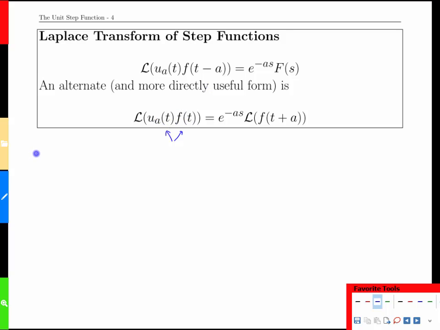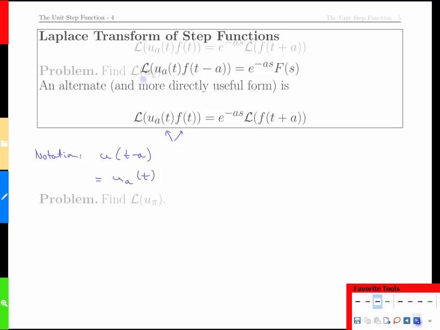Now, just as a notation, sometimes u of t minus a is written as u sub a of t. It's the same thing. You'll see both of them in various textbooks. But the idea is if we have our step function times something else, then we get the Laplace of the original function with a shift of plus a and this negative exponential popping out. Let's see this in practice.